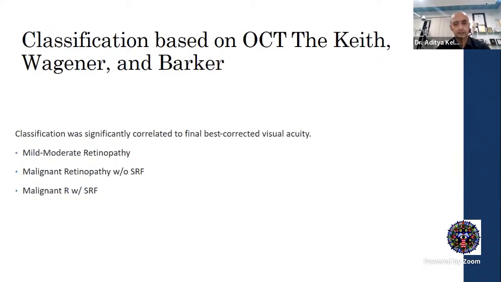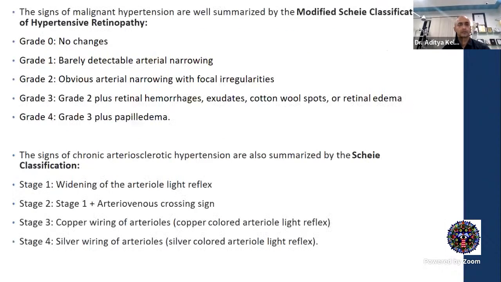This group also classified hypertensive retinopathy based on the OCT characteristics into mild, moderate retinopathy, or malignant retinopathy without subretinal fluid, and malignant retinopathy with presence of subretinal fluid. And this classification could be correlated also with the visual acuity of these patients.